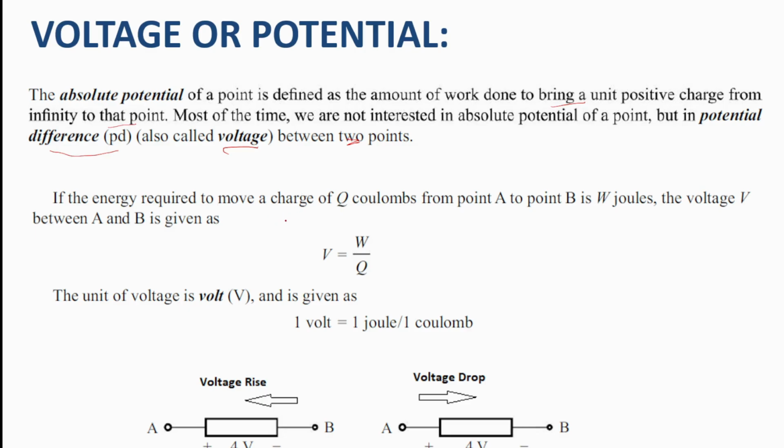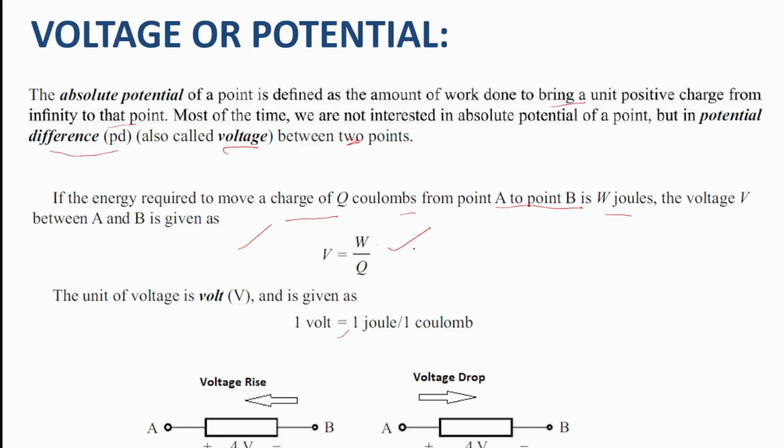If the energy required to move a charge of q coulombs from point A to point B is W joules, then the voltage between A and B will be represented as W by Q. So here W is the work done. So 1 joule per 1 coulomb is 1 unit of volt.